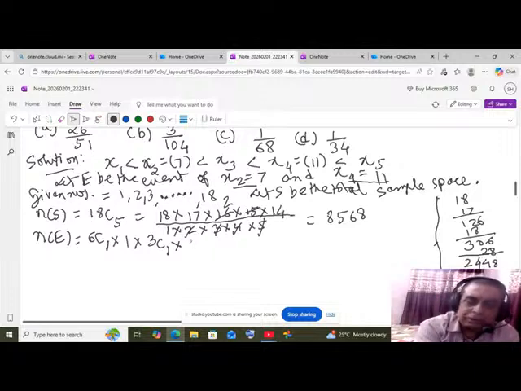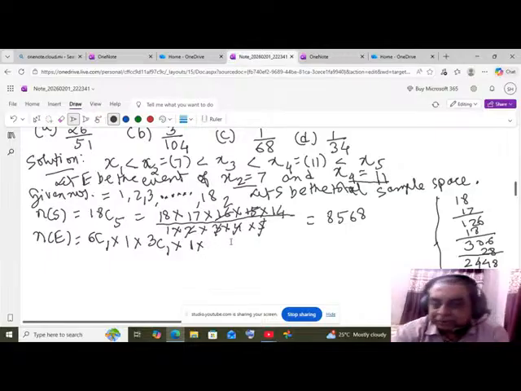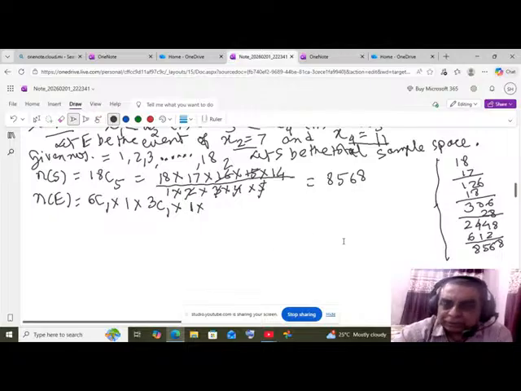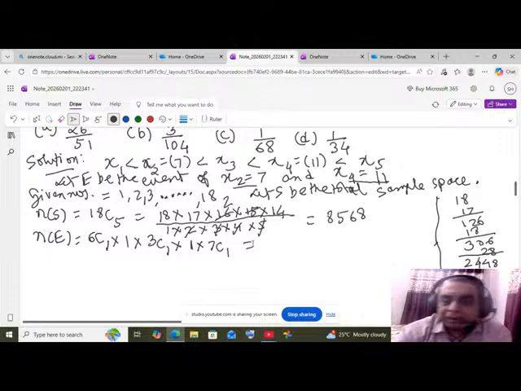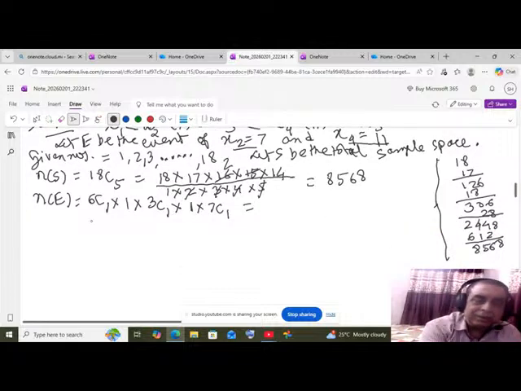And then x4 can be chosen only in one way, that is 11. It is fixed. Now x5 can be chosen in how many ways? From which numbers can we choose? Bigger than 11 up to 18. That is 12, 13, 14, 15, 16, 17 and 18. That is 7 numbers. One number is chosen in 7C1 ways. So in how many ways can the event E be performed? That is 6 times 3C1, which is 3, times 7C1, which is 7.